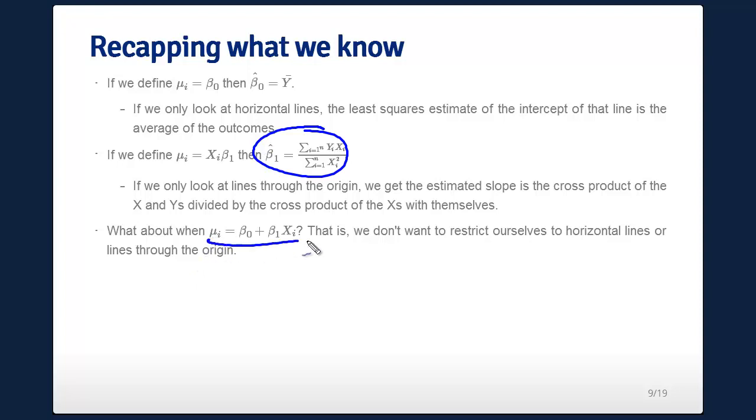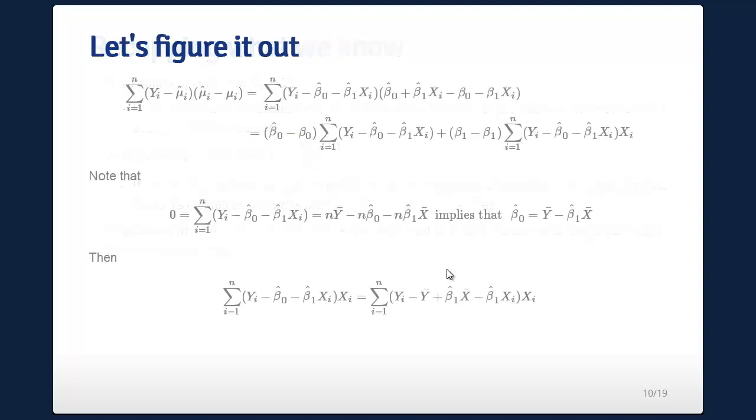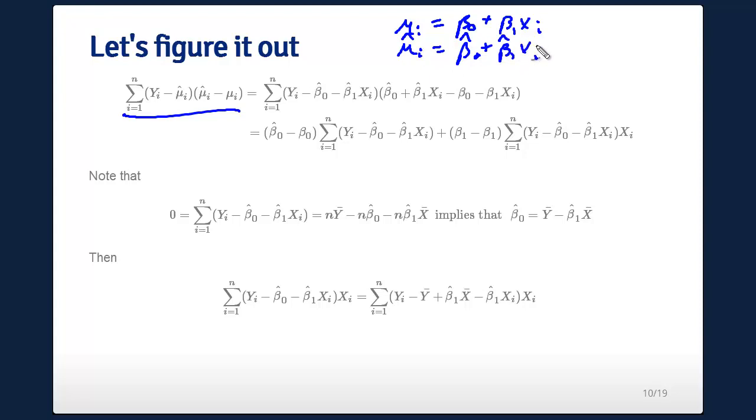What about when we have an intercept and a slope? That is, we don't restrict ourselves to horizontal lines or lines through the origin. That's when we get to real regression. Let's figure it out. Okay, so remember we need that to be equal to 0. So let's plug in beta naught and beta 1. Our mu I is equal to beta naught plus beta 1 xi, and mu I hat is just equal to beta naught hat plus beta 1 hat xi.